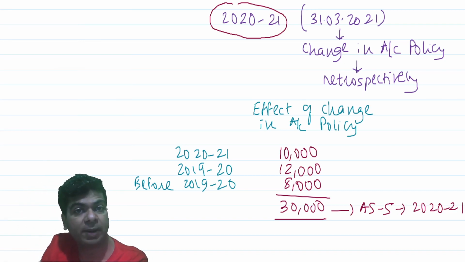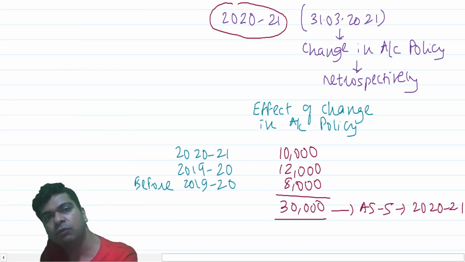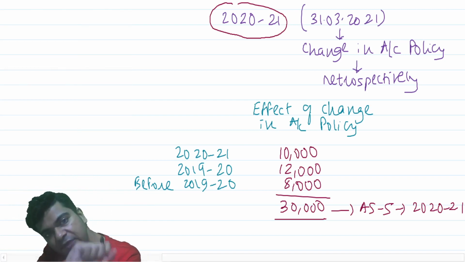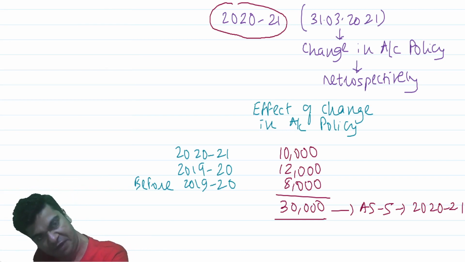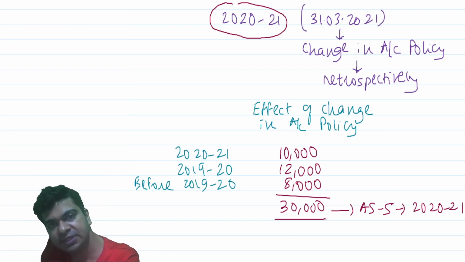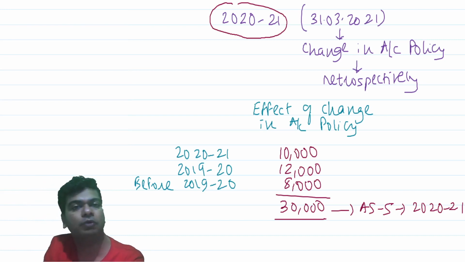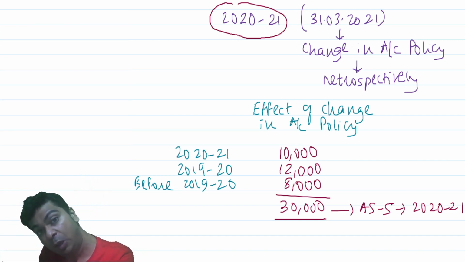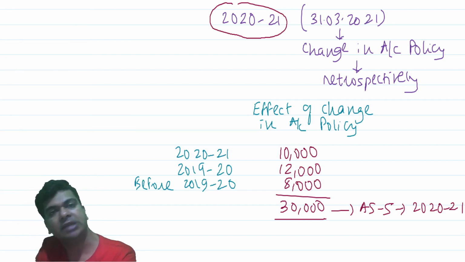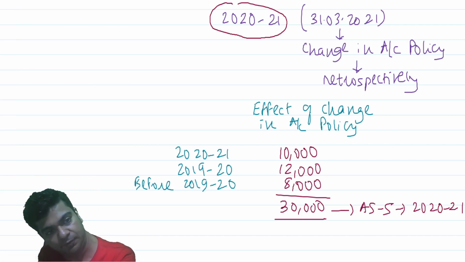Although you are doing a retrospective calculation, the cumulative effect will not be given retrospectively. The cumulative effect will be given in the period when you change the accounting policy. If you follow Accounting Standard 5 over here, the entire 30,000, as you can see, will be debited or credited to the P&L of 2020-21. Whatever is the effect of the change in the accounting policy on the P&L, whatever is the effect of the change in the accounting policy in the carrying amount of the assets and the liabilities, everything will be recognized in the period in which you change the accounting policy. That's the stand taken by Accounting Standard 5.